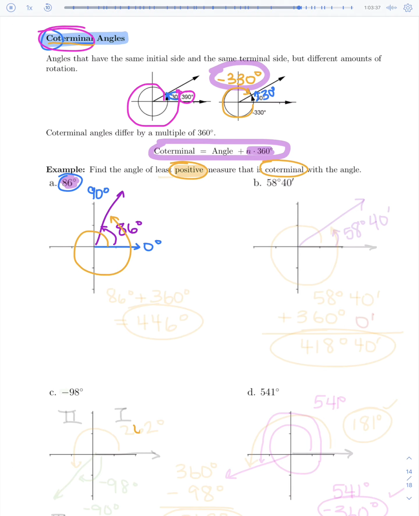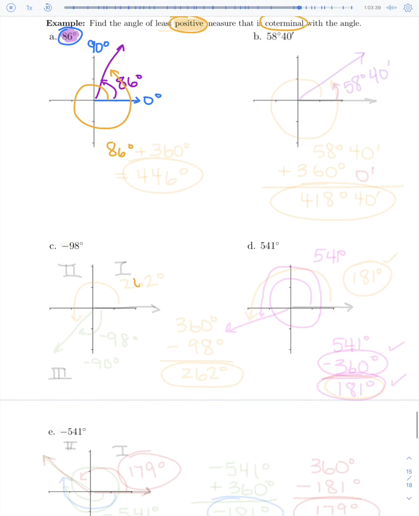Well, what does that mean I did? I took my 86 degrees I had, and then I went around in a circle and came back and added another 360. So really that angle is 86 plus 360, which is 446. That is the least positive angle, because it's a positive angle, that is also coterminal. Now, I could go around the circle again, but that wouldn't be the least or smallest value possible that I could get.